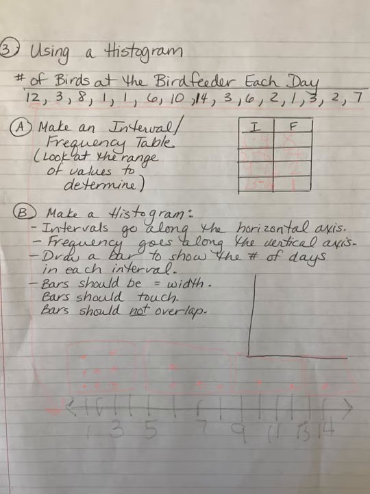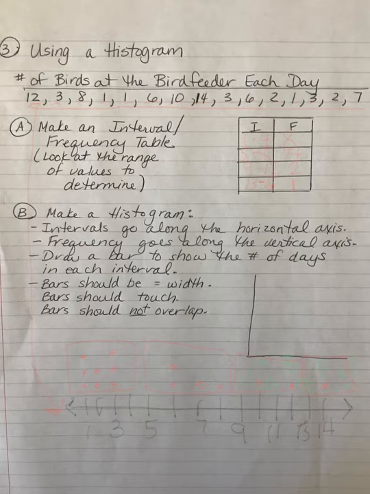Now, I'm going to make a histogram, and I'm going to have to use a different color because I'm going to have to overlap because I goofed. You'll be able to see it better on my final copy. The intervals go along the horizontal axis at the bottom, so I'm going to do 1 through 4, 5 through 8, and I'm sorry that this is overlapping, 9 through 12, and 13 through 16. Those are my intervals. They go at the bottom.